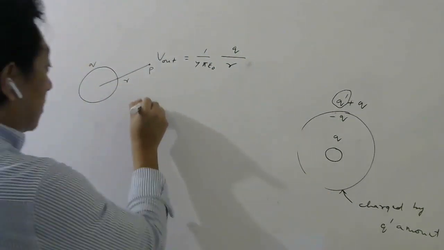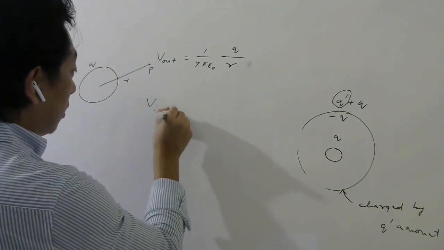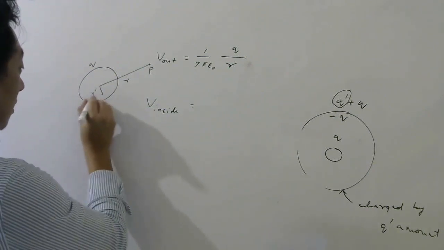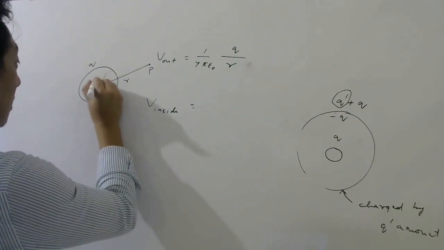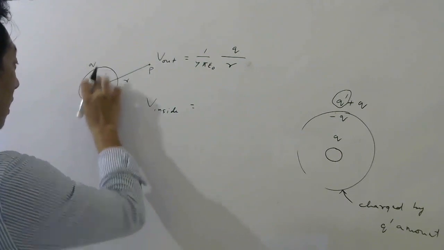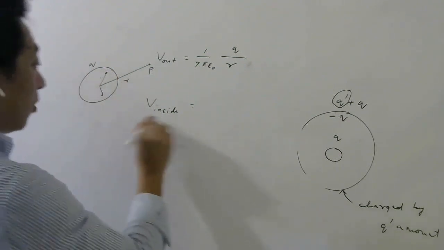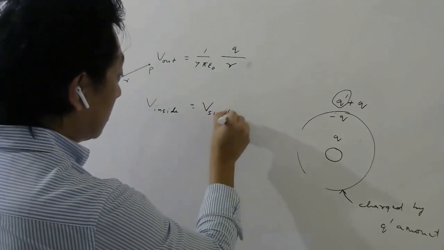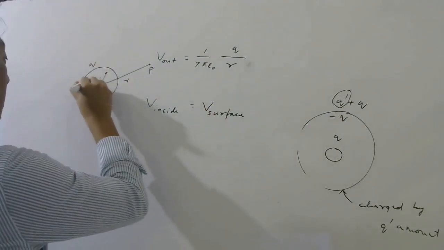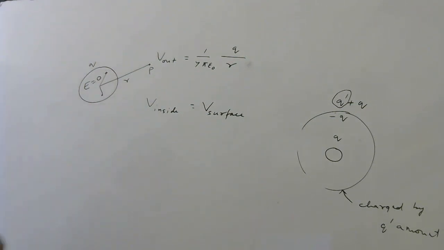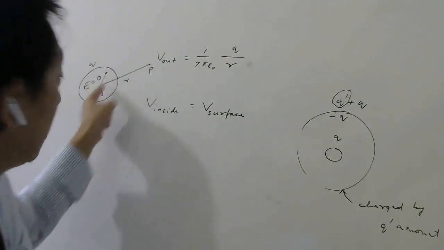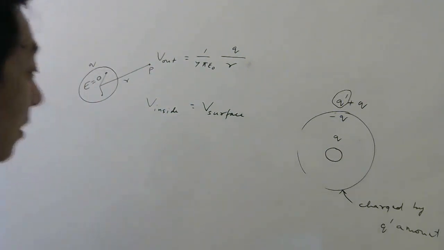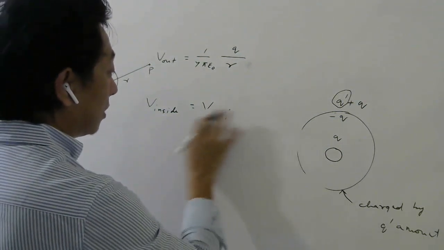But if I want inside, at any distance r dash, let's say, it doesn't matter whether it is r dash or r double dash. As long as it is inside at any point, potential will be constant and it will be the same as on the surface. Why is that so? Because electric field is zero inside. So if electric field is zero, potential everywhere inside should be constant and the same as on the surface. And on the surface, what is the potential?